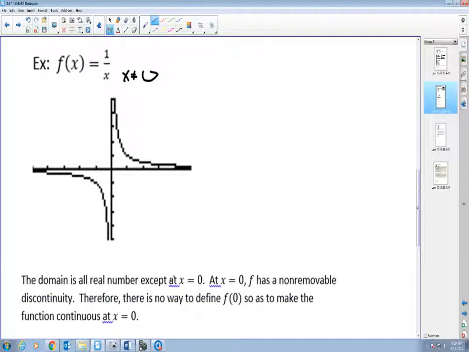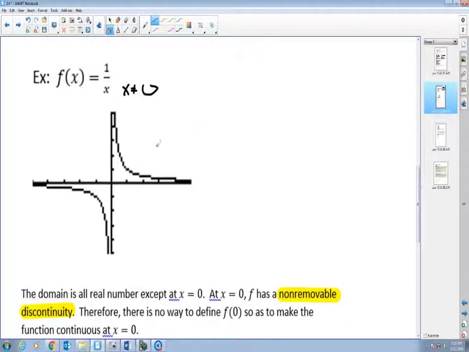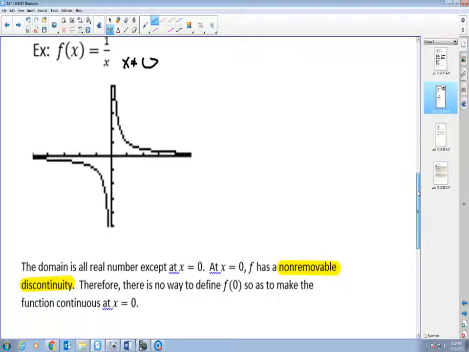Alright, so the domain is all real numbers except at x equal to 0. So at x equal to 0, my function f has what we call a non-removable discontinuity. There is no way to define f of 0. I cannot substitute 0 into this function so as to make the function continuous. There's nothing I can do to make this function continuous at x equal to 0. That is called a non-removable discontinuity.